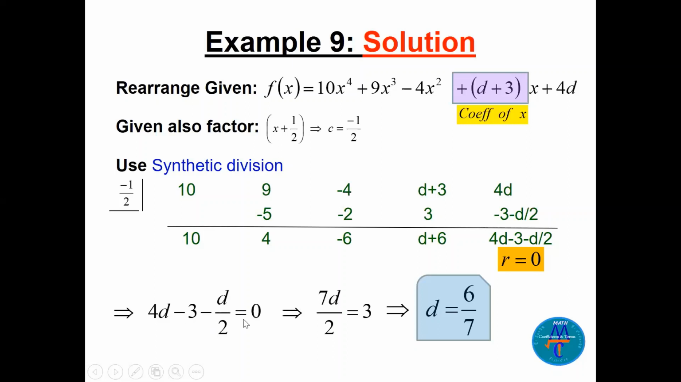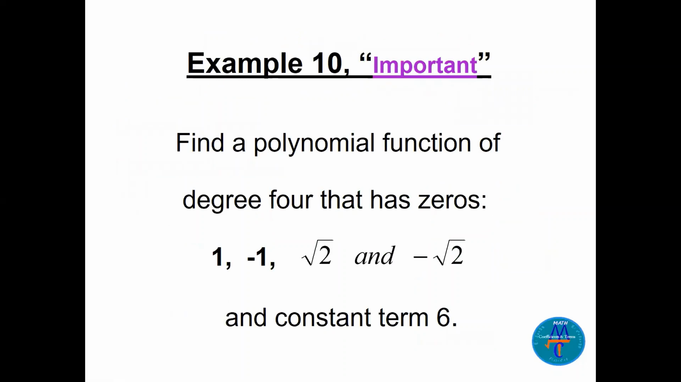Then I take 3 on the other side. Here I find the LCD, which is 2. So 8d minus d, 7d over 2, is equal to 3. Then d will be 6 over 7. This is an important question.